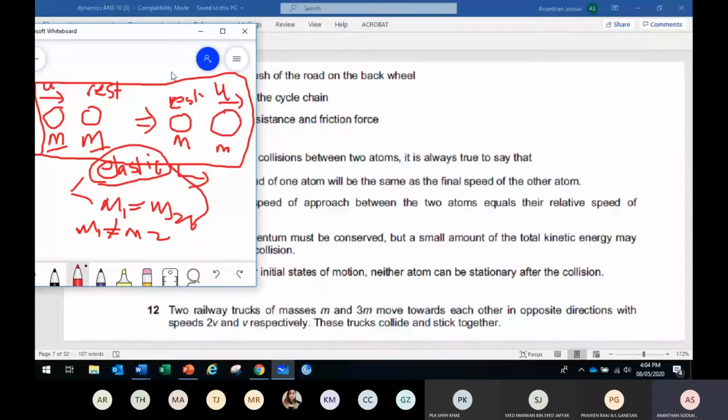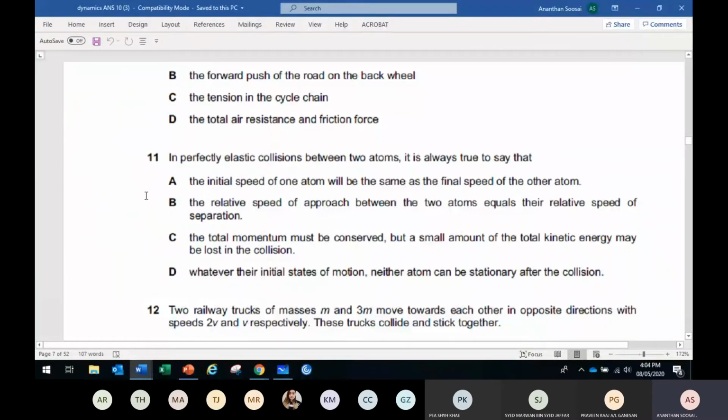So do you understand? Answer A is not wrong. Answer A is correct. It's about elastic collision, but it doesn't really explain the entire spectrum. This is A only if the mass is the same. B covers the entire spectrum. C, what's the mistake? The total momentum must be conserved, but a small amount of total kinetic energy may be lost in the collision. How do you correct the statement? No loss in the kinetic energy. In an elastic collision, kinetic energy must be conserved. So that's the mistake there: a small amount of kinetic energy is lost.